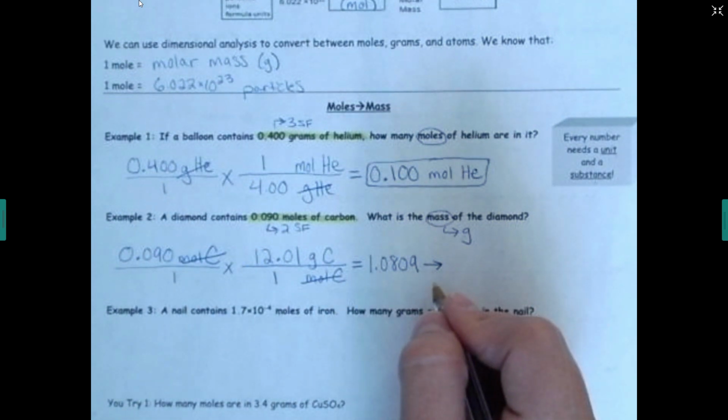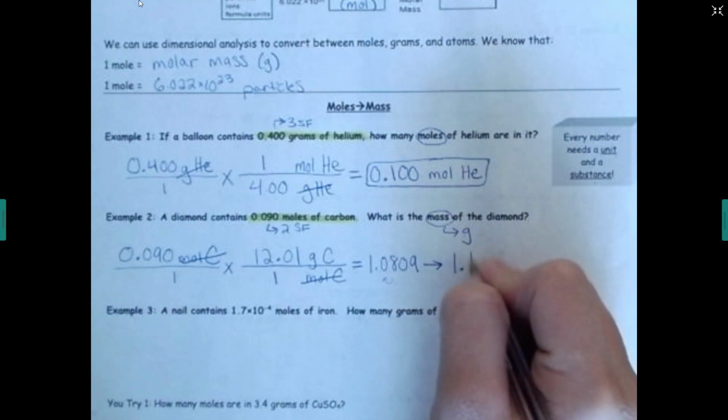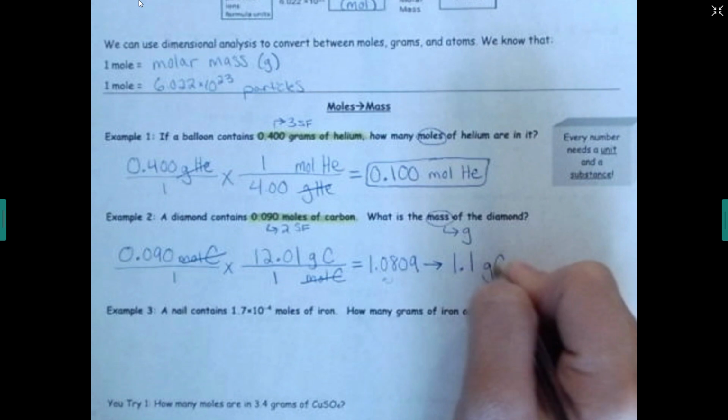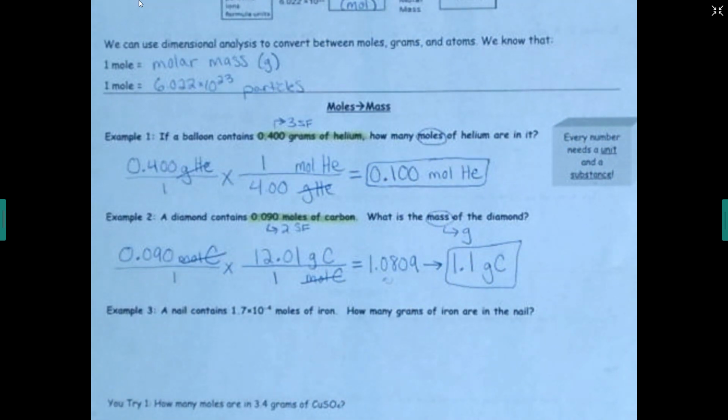Because this has 2 sig figs, we need to round to 2 sig figs. So we'll look at our third sig fig over, which is 8. That's going to bump it up. So it's going to be 1.1 grams of carbon. Okay?